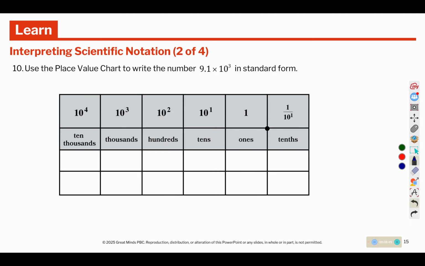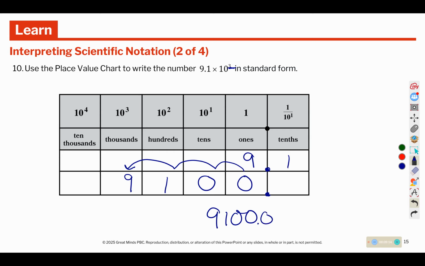You can also use the place value chart to help you. This would be 9.1, and we need to move it 3 spots. So the 9 is going to move 1, 2, 3 positions. So now I have 9 and a 1 followed by 2 zeros. You don't need additional zeros after the decimal, but it's not incorrect if you place them there.